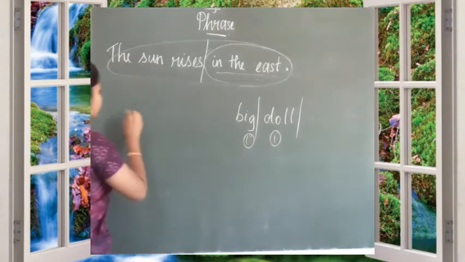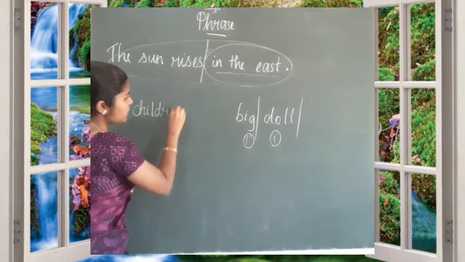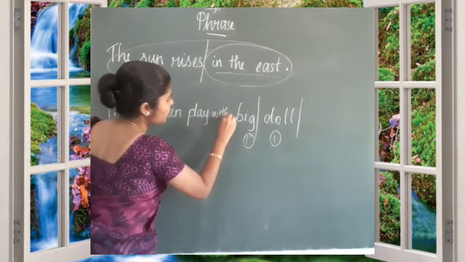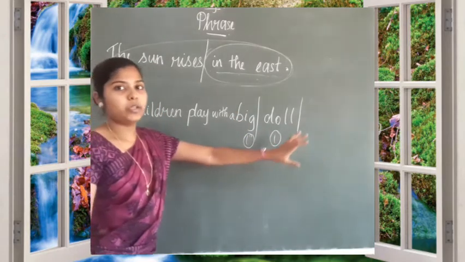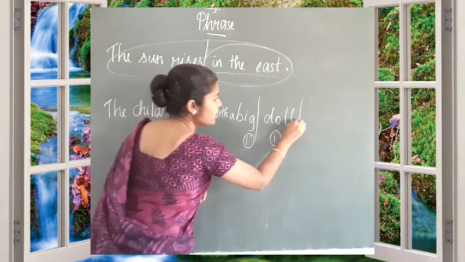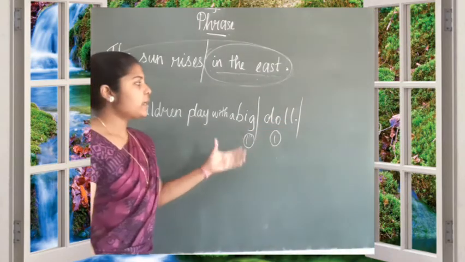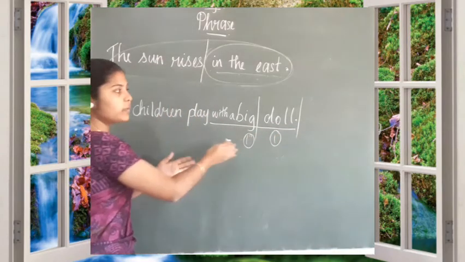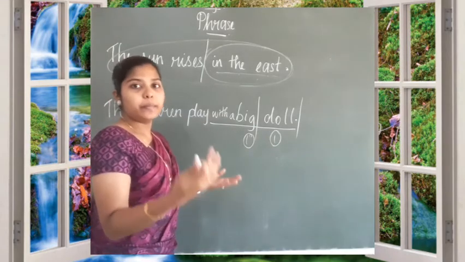If I write, the children play with a big doll. The children play with a big doll. This is also a group of words, but it has a complete meaning. If I write with a big doll, is it a complete sentence? No, it is not a complete sentence.